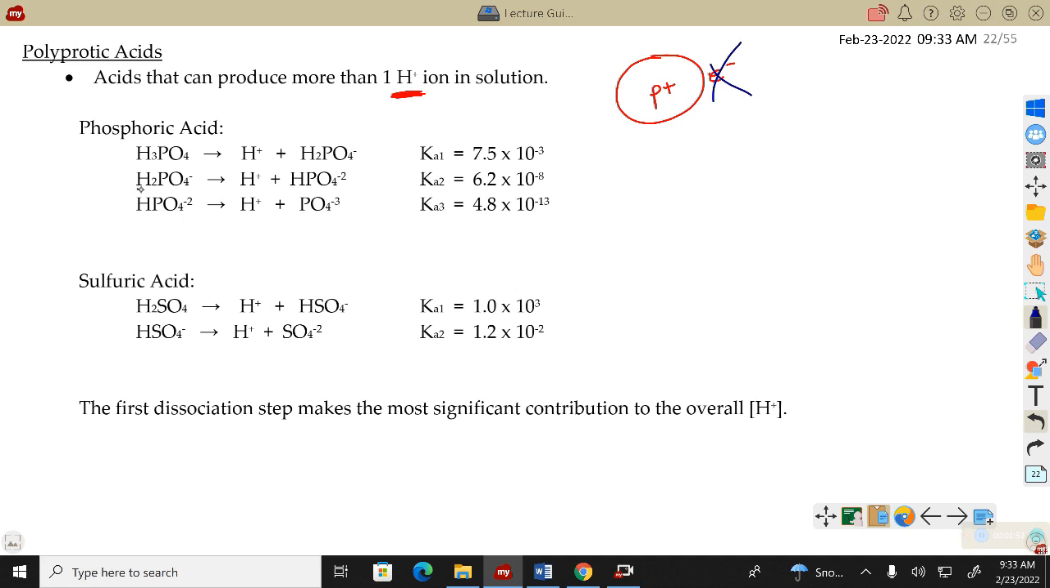Then I'm left with this guy, the dihydrogen phosphate ion. That guy could give away another hydrogen, but the tendency is quite a bit smaller, 6.2 times 10 to the negative 8. Well, then that still leaves me with the hydrogen phosphate ion, which does have a hydrogen ion that it could produce. But look at how small that K value is. Ka3 means the 3rd hydrogen produced. The Ka now is only 4.8 times 10 to the negative 13th.